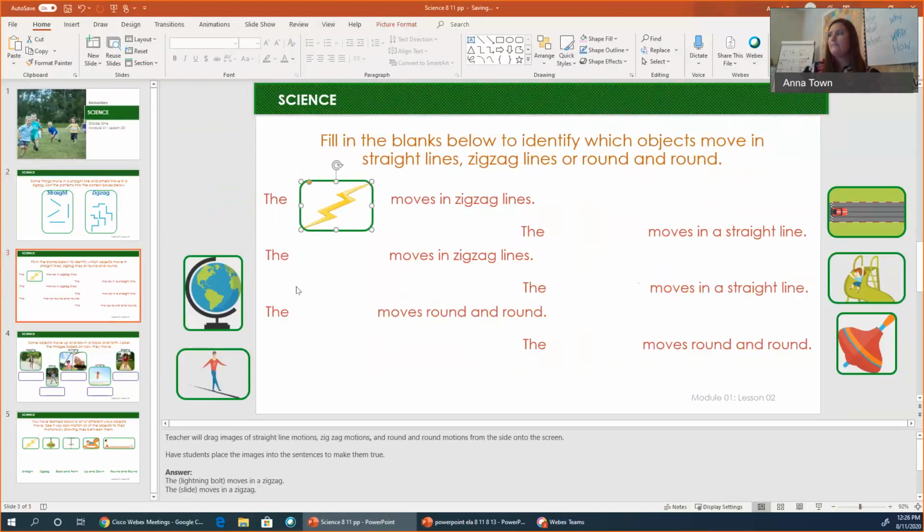Okay, we have another one. The blank moves in zigzag lines. Is it a globe? Is it on a balance beam? Is it a race car track? Look at the race car track. Is it the slide or is it the bottle top? It is the slide. You can see how the slide is curving. The slide moves in zigzag lines. Good job.